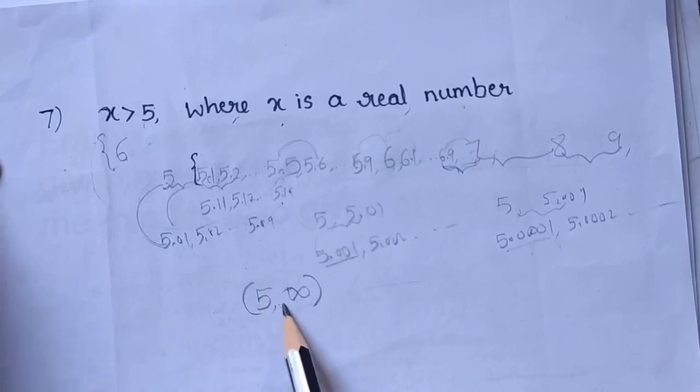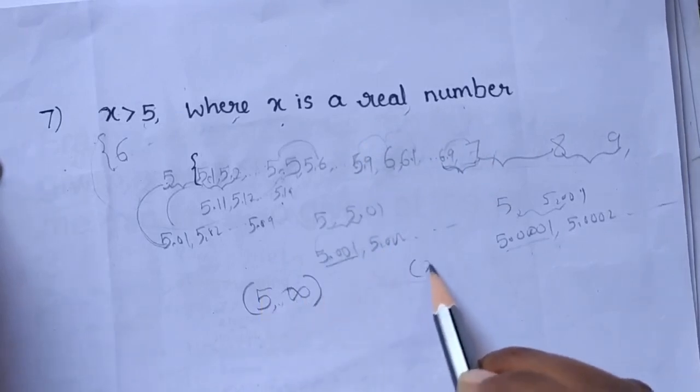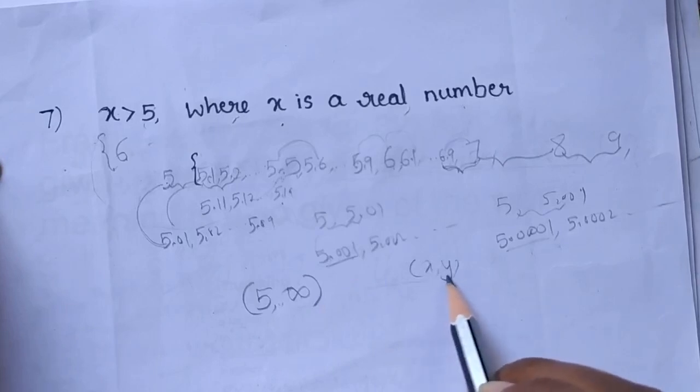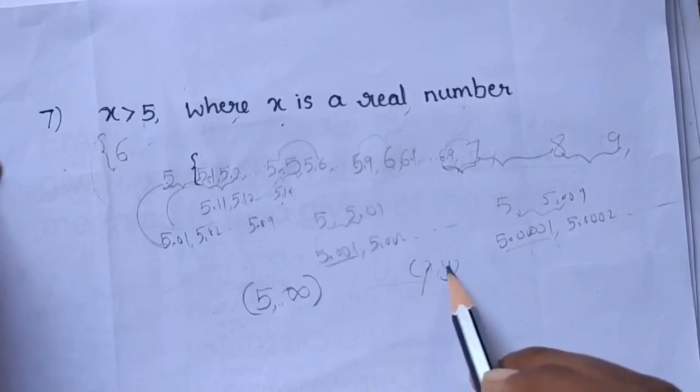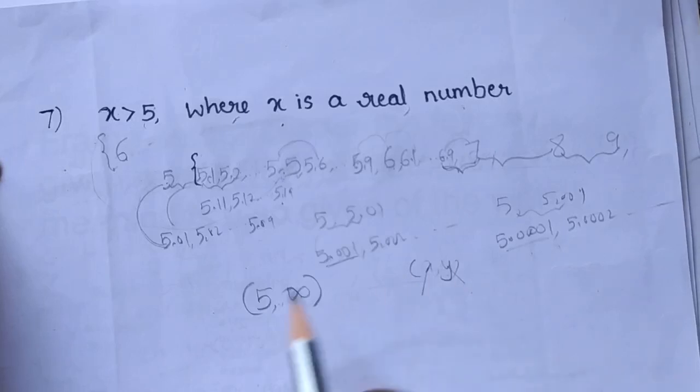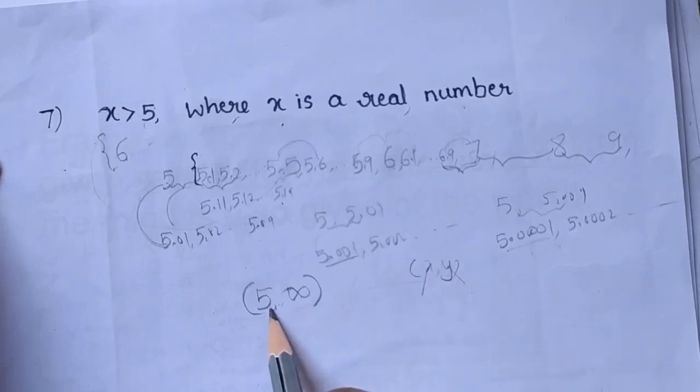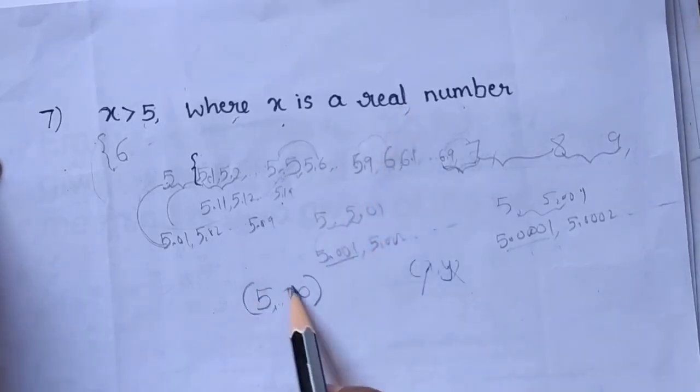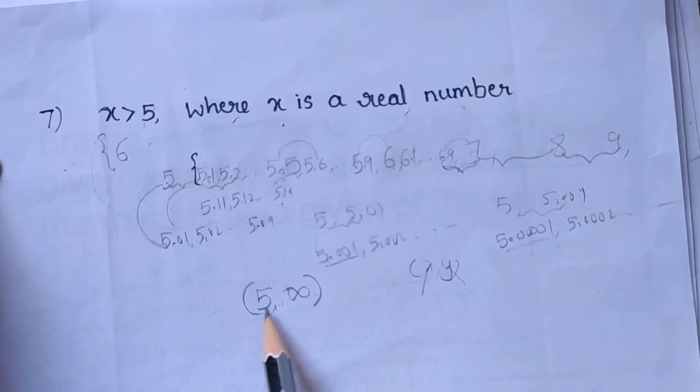And this is not equal to the coordinates of the points which you have studied in geometry. The coordinates of a point represent the x coordinate and y coordinate of the point. But here, the interval represents the set of all real numbers greater than 5 up to infinity. And also, this interval doesn't mean that the set has only two elements.